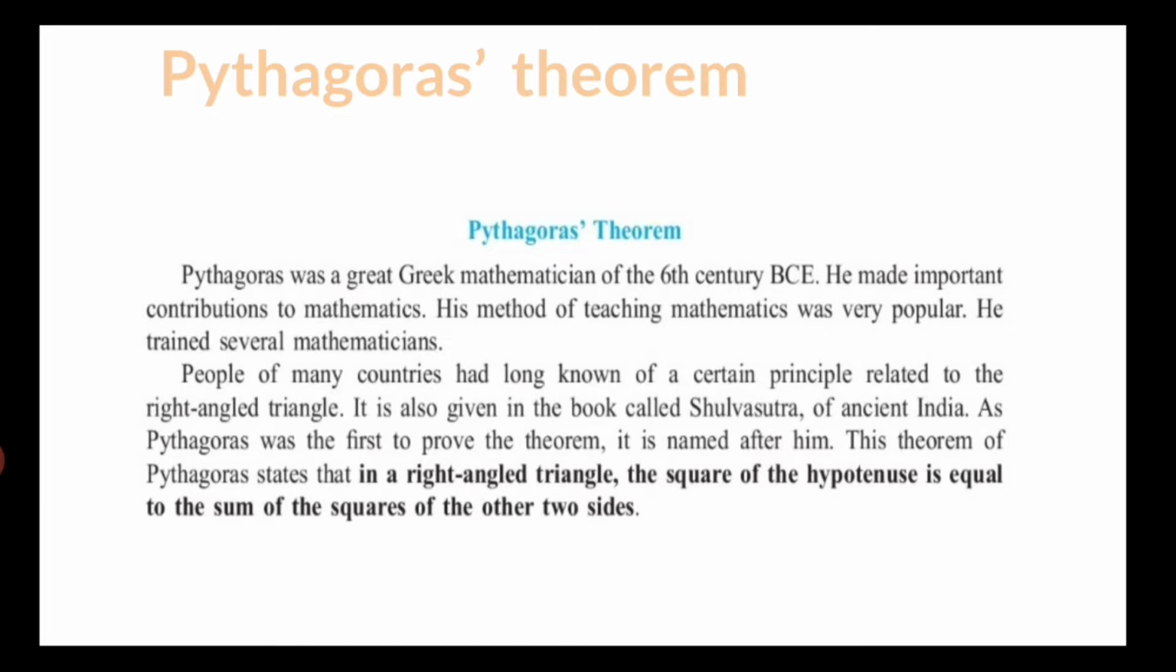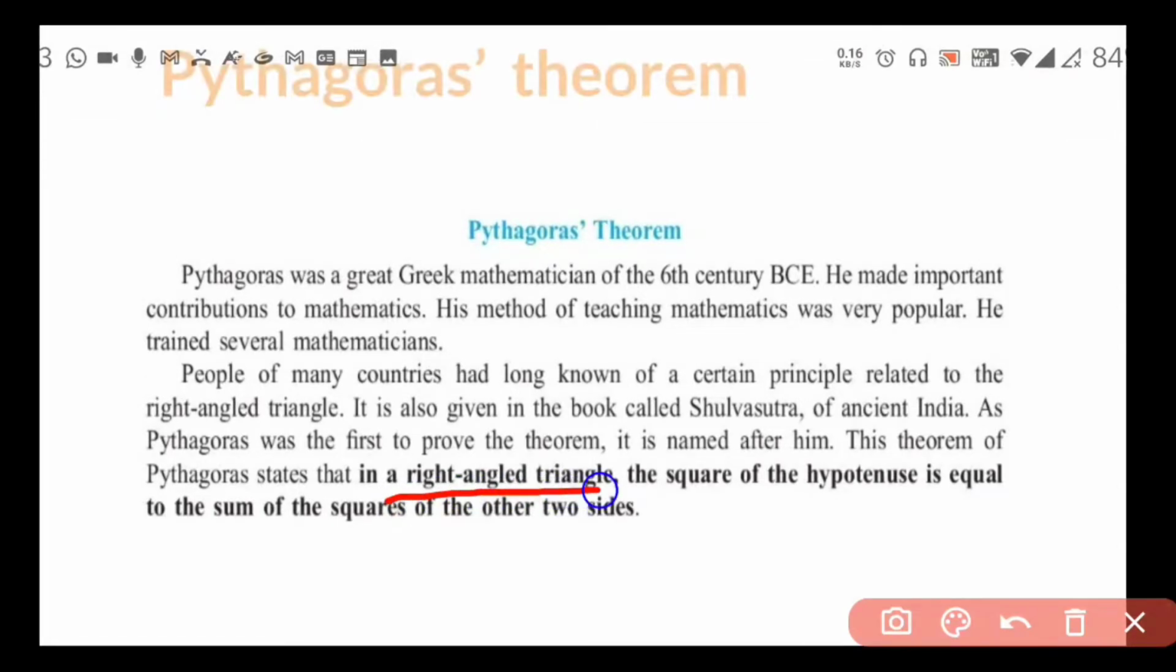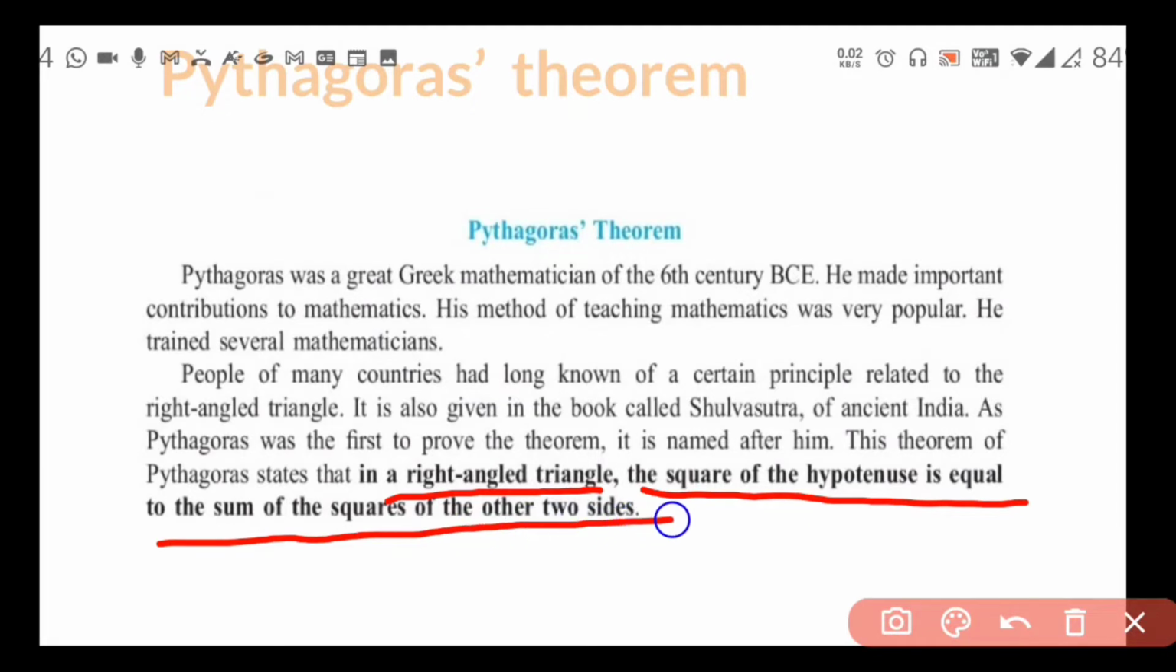And this theorem of Pythagoras states that, so what is the statement of Pythagoras theorem? Just read it. In right angle triangle, the square of hypotenuse is equal to the sum of squares of other two sides. So this is the statement of Pythagoras theorem. Let us see how this statement is applied to right angle triangle.